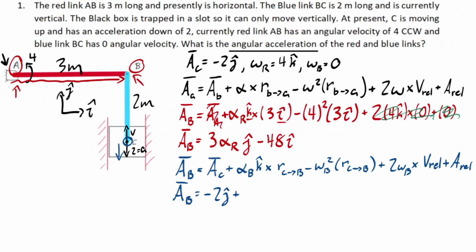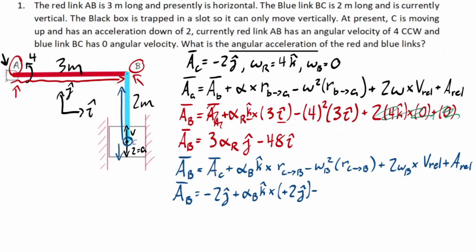Plus, and then we're going to write this out. We don't know this value, so that's just alpha B, and the cross product of the position vector. If we're going from C to B, which is what this tells me to go to, I'm going up. So up, that's positive j, 2 meters. So this is just a plus 2j.